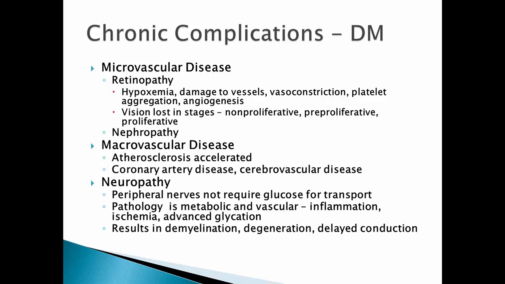Remember that polyol pathway. We know that the peripheral nerves do not require glucose for transport. However, this neuropathy has both a metabolic as well as a vascular component. It's characterized by inflammation, ischemia, and those advanced glycation end products. As a result of the changes in the peripheral nerves, there is demyelinization, degeneration, and delayed conduction.